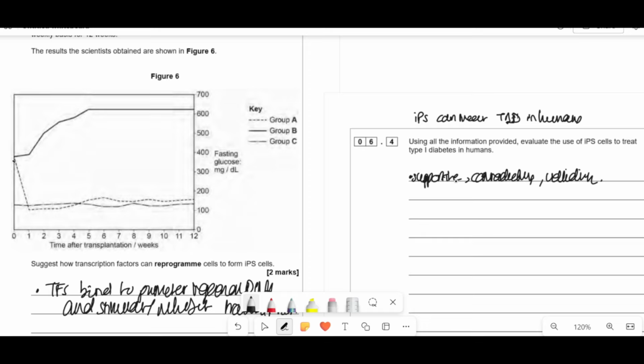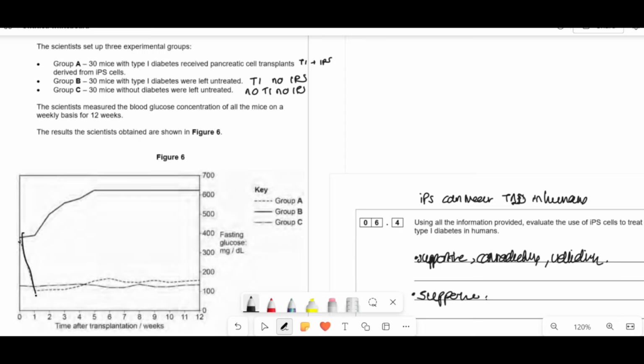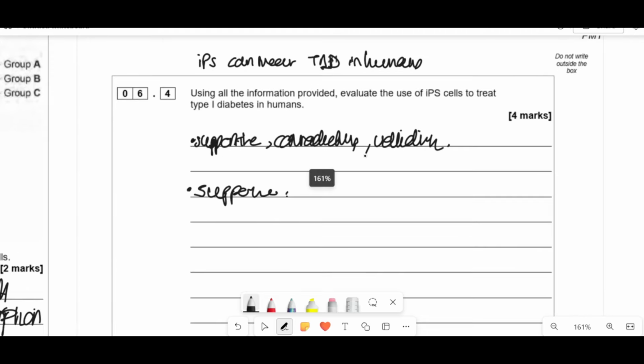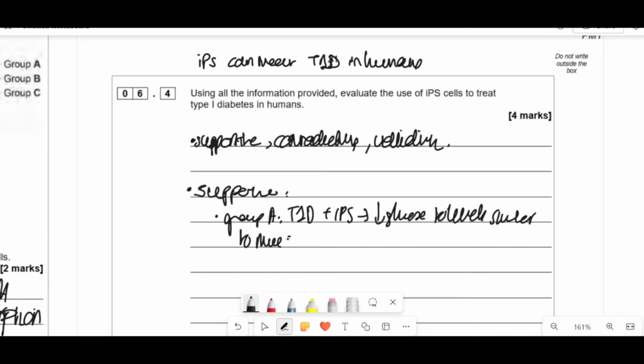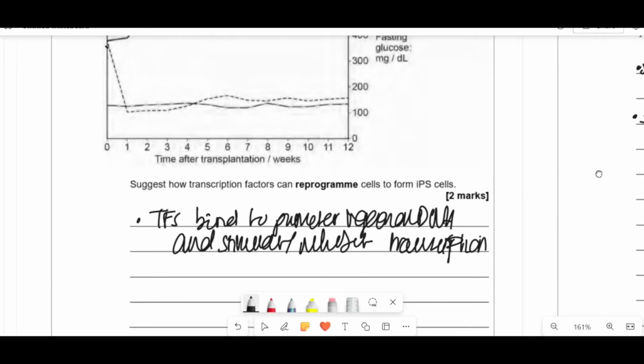What's going on? So again, we're looking at supportive statements. What is supporting its use in treating diabetes in humans? Well, here, we can see that group A, which were treated with it, have a lower glucose, and it stayed low after. Almost as similar as C. So the supportive point is that group A had type 1 diabetes plus the IPS, and the glucose dropped to levels similar to mice without type 1 diabetes, which sounds pretty good, right? Is there anything else that's supportive?